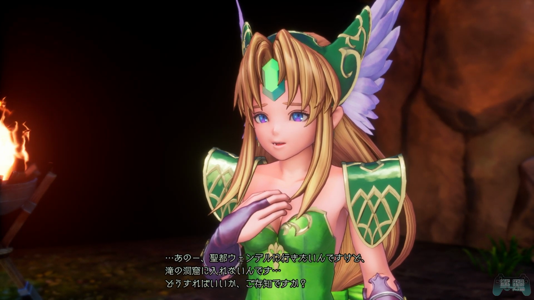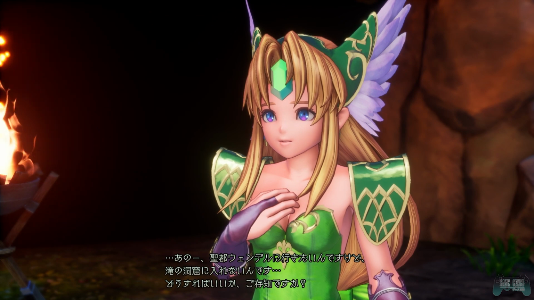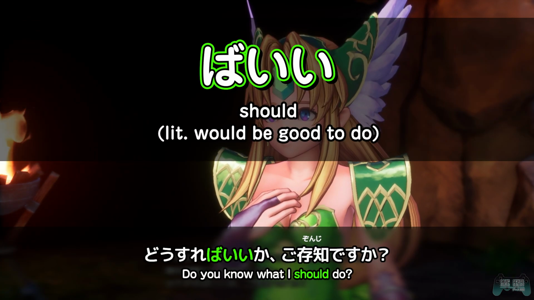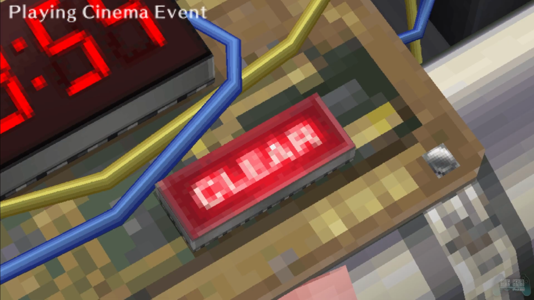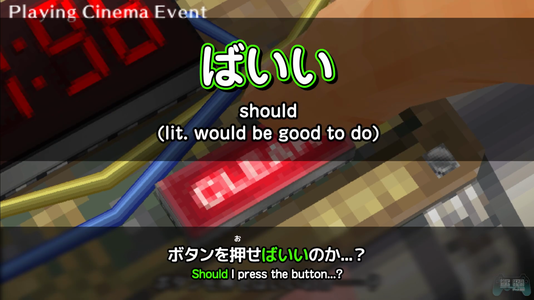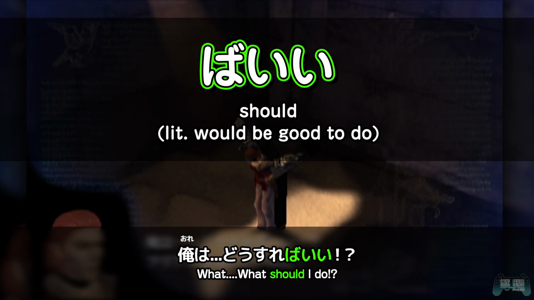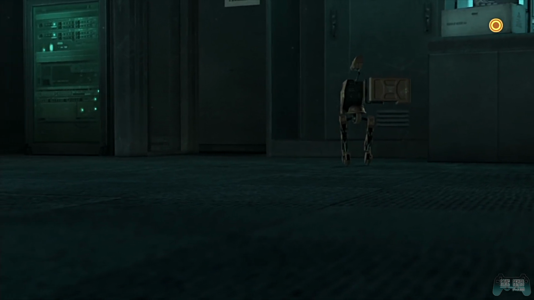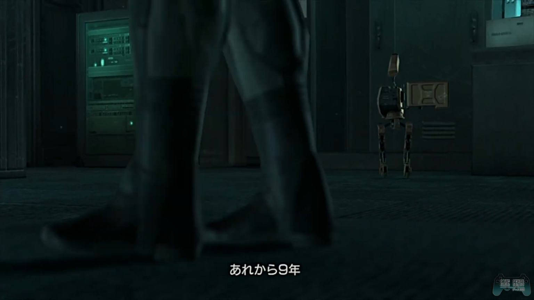So we can see in each of these examples, do you know what I should do? どうすればいいかご存知ですか? Should I push the button? ボタンを押せばいいのか。 What should I do? 俺はどうすればいい? And even we should just reinterpret the old technologies with the new.